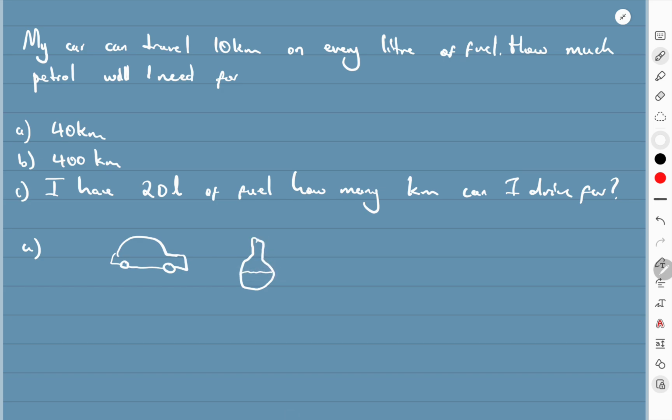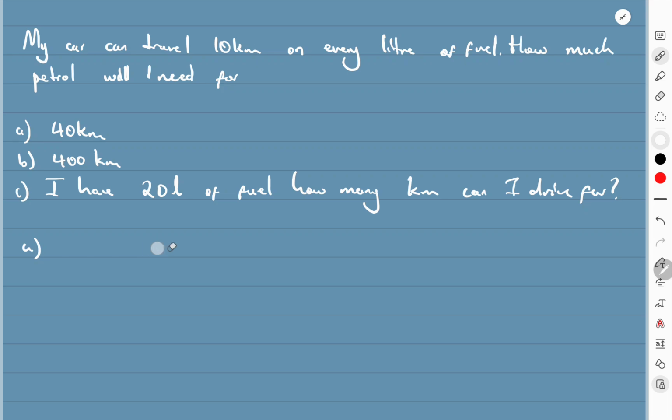If I put 1 liter of fuel into this car, 1 liter of fuel allows me to drive for 10 kilometers. It means if I put 2 liters of fuel, I'm going to move for 20 kilometers. If I put 3 liters of fuel, I'm going to move for 30 kilometers, right? But then if I want to move for 40 kilometers, how many liters should I put? That is my question. So we are going to establish the relationship between fuel and distance.